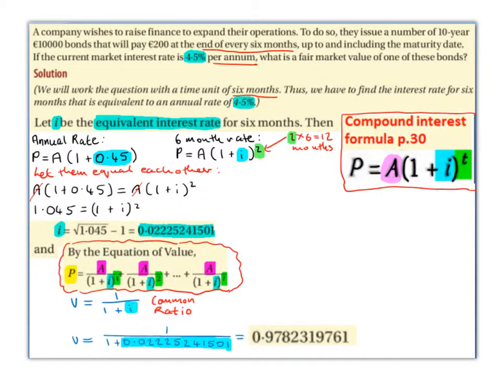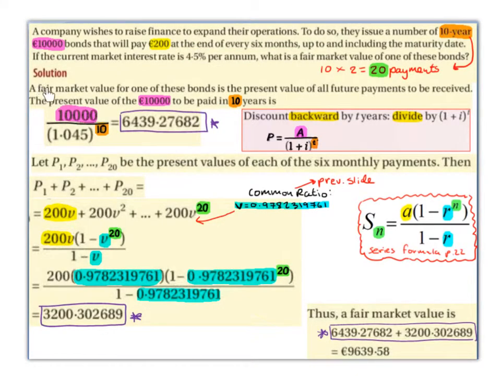So I'm going to swap the I for 0.0222524151, which is what I got up here. And 1 divided by 1 plus this gives me 0.9782319761. So a fair market value for one of these bonds is the present value of all future payments to be received.